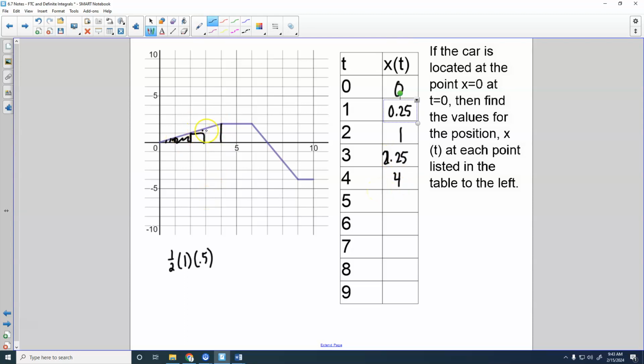And then for the 4, we're looking at 4 for that. Just the area of that triangle would be 1/2 times 4 times 2, which would give us 4. We're all the way over here.